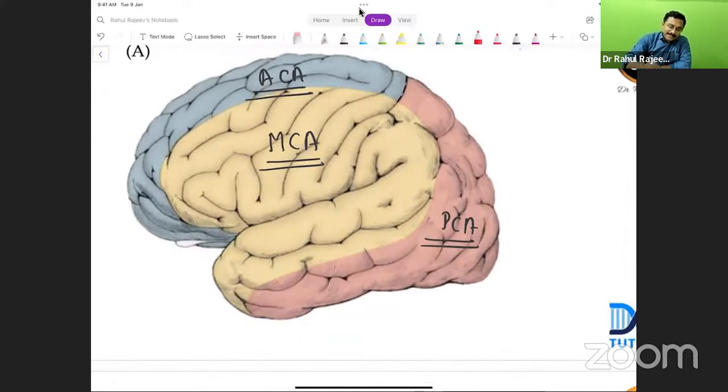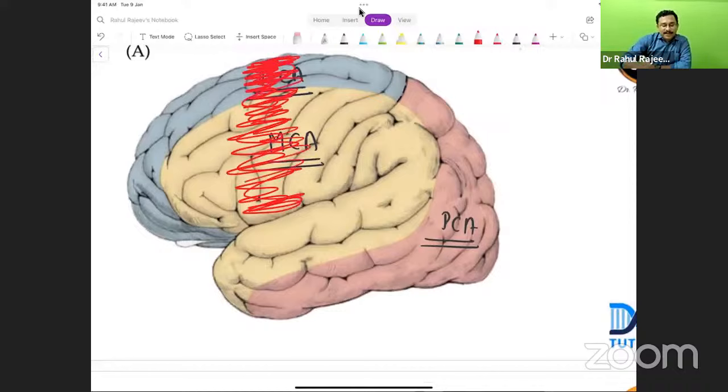Now, if a patient has a motor cortex involvement, the motor cortex is located in the pre-central gyrus. So this is where it is located. So you tell me now, I'm just waiting for your answer. The motor cortex, which is mainly located here, is mainly supplied by which blood vessel? Yes, this is mainly supplied by the middle cerebral artery.